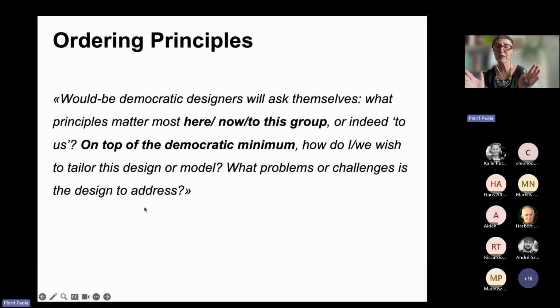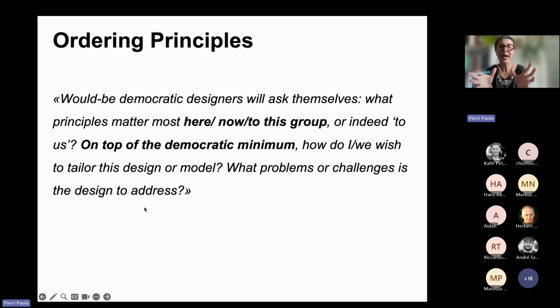And then he talks about these ordering principles, which are also very interesting, because these are the ones that really allow us to design on top of the democratic minimum. Here, the focus is less on what we design and more on the principles that we embrace, because the same principle might be enacted through different democratic design solutions. And in this way, building on Soward, we can really appreciate how the same design practice might be mobilized to achieve different principles.